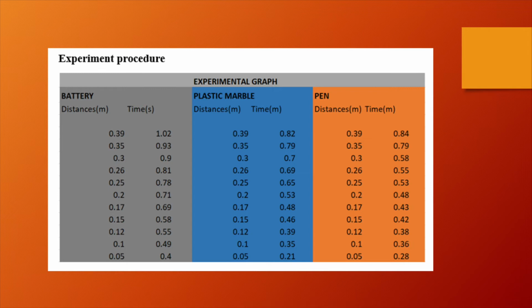What is showing in the graph are the procedures that I obtained by doing the experiment. All the distances that I used to obtain the time values in the experiment, by using three different objects: the battery, plastic marble, and the pen. In the next page, I'm going to show the graphs that I used to calculate the procedures.